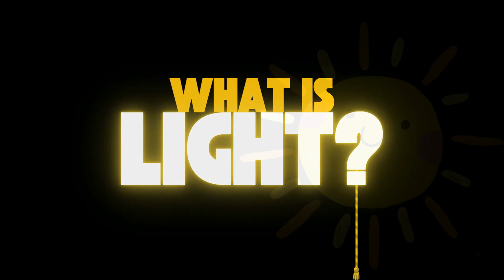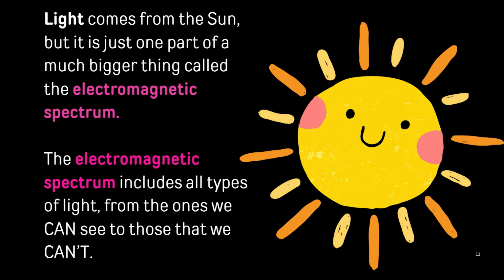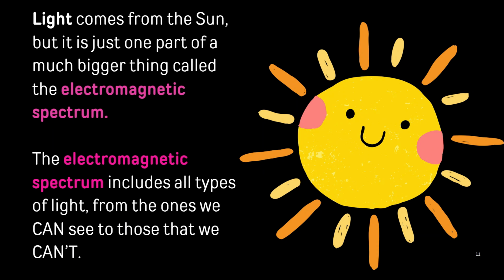What is light? Light comes from the sun, but it is just one part of a much bigger thing called the electromagnetic spectrum. The electromagnetic spectrum includes all types of light, from the ones we can see to those that we can't.